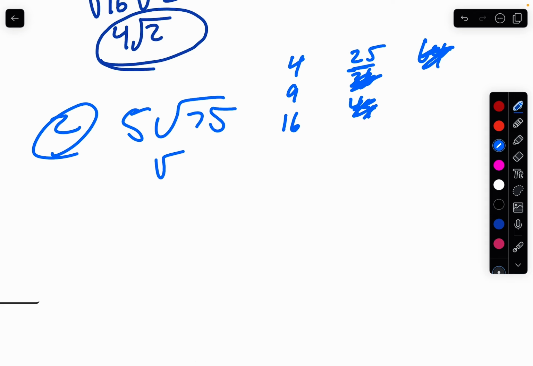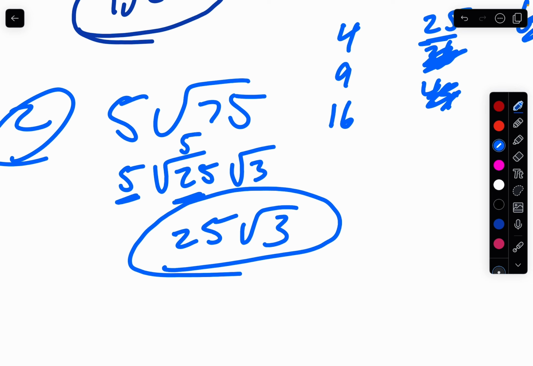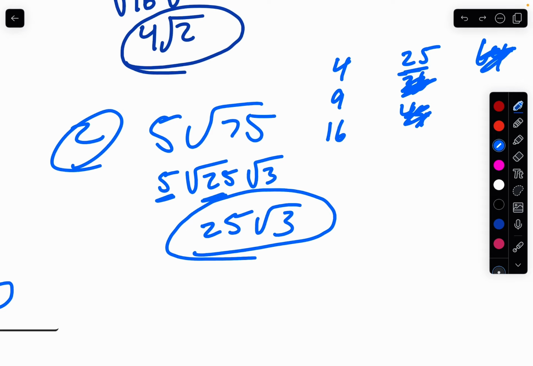So the square root of 75 is the same as the square root of 25 times the square root of 3. And don't forget there's a 5 in front. So we have 5 times 5 would be 25, and there's a root 3 left over, right? The square root of 25 is 5. 5 times 5 is 25. That's how we did that.